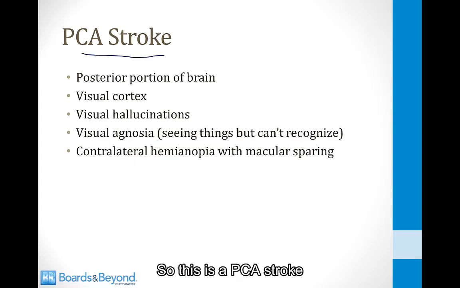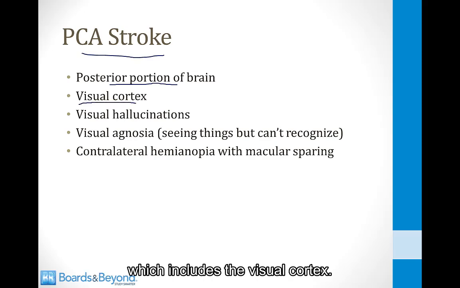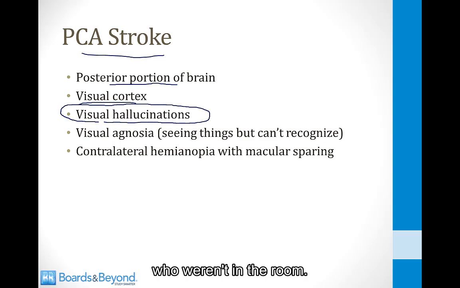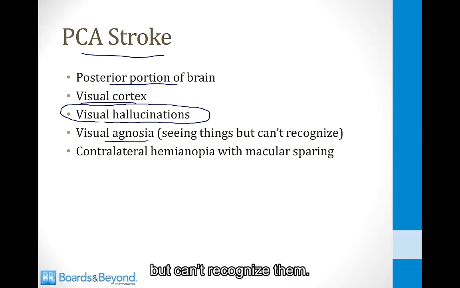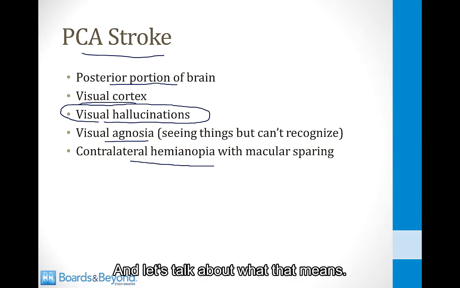So this is a PCA stroke, and that affects the posterior portion of the brain, which includes the visual cortex. One of the symptoms patients can have are visual hallucinations, just like the patient we described was seeing people who weren't in the room. They also can have visual agnosia, where they see things but can't recognize them. And the classic visual field deficit is contralateral hemianopia with macular sparing, and let's talk about what that means.